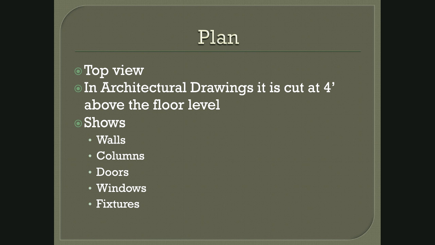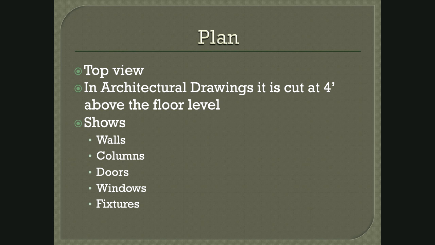The first one is a plan. So we talked about this last week. The plan is the top view of a building at each floor level, and it's cut through at 4 feet above the finished floor level at each floor. And it's like you took the whole top of the building off and you're looking down on it if you could be way up in the sky. And what would you see if you were looking straight down?